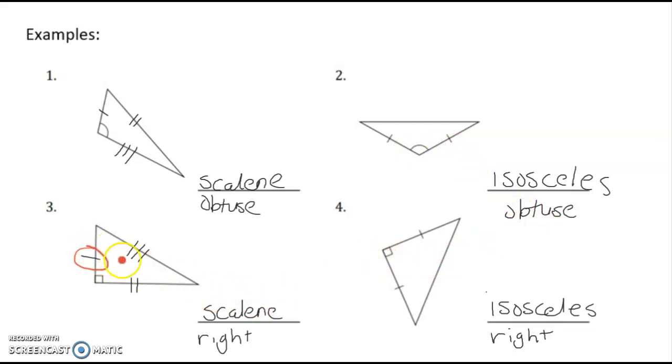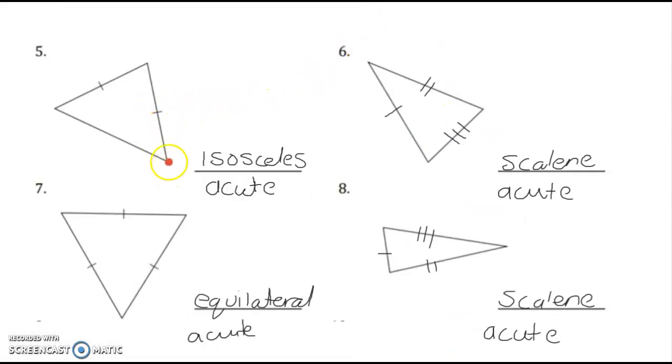The third one, we have 1 dash, 2 dash, 3 dashes, so all the sides are different lengths, so it's a scalene triangle. And because we have the right angle in the corner, it's considered a right triangle. Number 4, we have a dash and a dash, so that means these two are the same length. So we have an isosceles triangle, and because we have the square in the corner, it is a right triangle. Number 5, we have a line and a line, which means that these two are the exact same length. So this is an isosceles triangle.